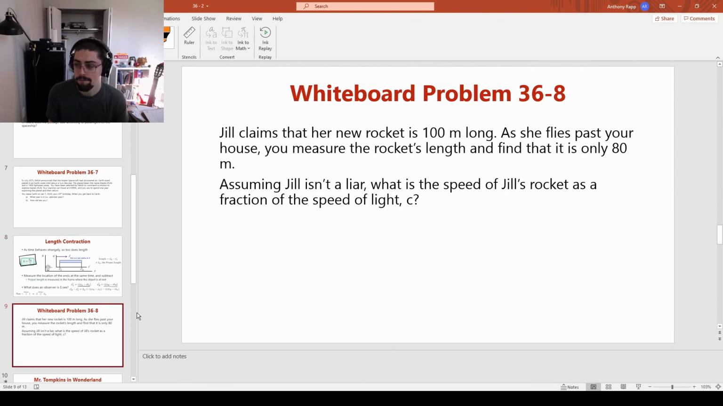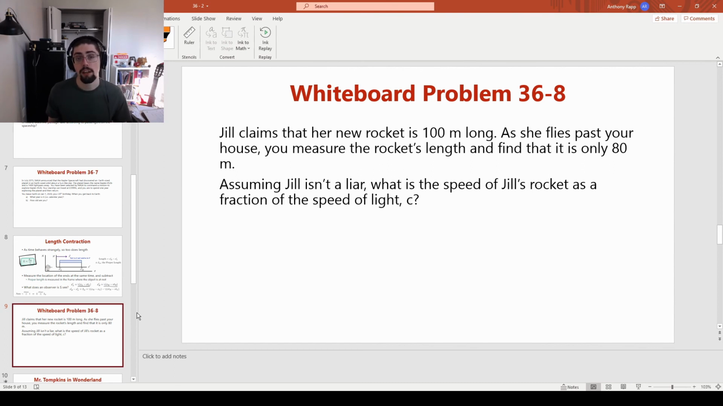But let's do something like this. Our good friend Jill has a rocket that they claim is 100 meters long. If that rocket is 100 meters long, and she flies it past your house, but you're measuring this thing with some sort of laser precision measuring tool, and you measure that it's only 80 meters long. Our good friend Jill has not lied to us before, so we assume that this isn't a lie as well. But they were moving. So length contraction might have something to do with this.